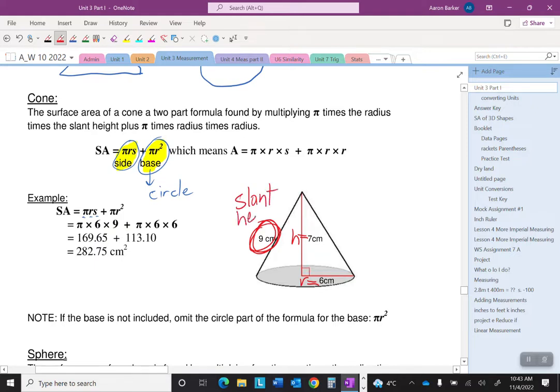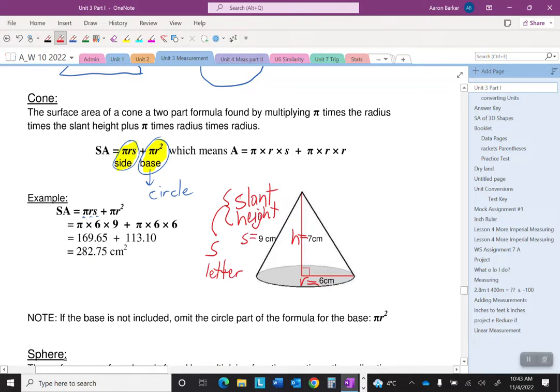This 9 is called the slant height. Slant height. Write that down. Slant height. And the slant height equals the letter S. Okay, so it's the letter S. Not a 5, even though it looks like it, it's supposed to be the letter S. And so we say S equals 9.